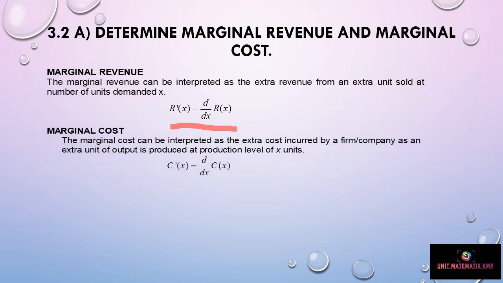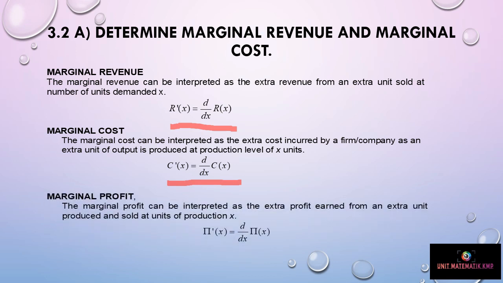Marginal cost. The marginal cost can be interpreted as the extra cost incurred by a firm or company as an extra unit of output is produced at production level of x units. So, marginal cost is denoted as C prime x equals d over dx of C(x).